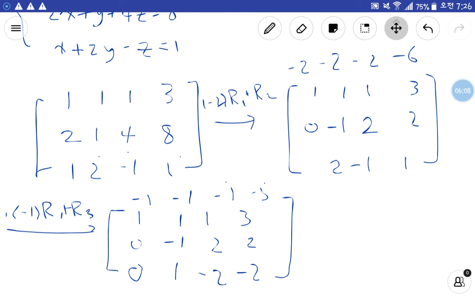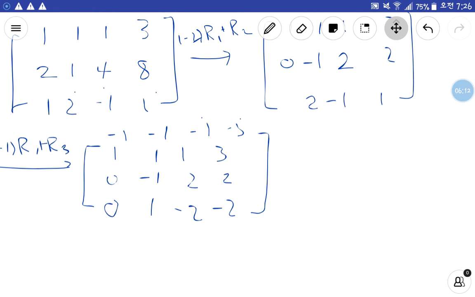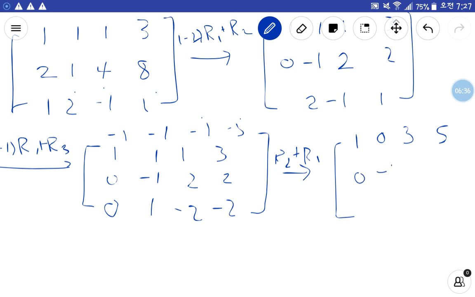Okay? And then, now I have my answer would be, if you add R2 plus R1, so that I'm going to cancel my 1 out, which becomes 1, 0, 3, 5. And then you have 1, negative 1, 2, 2, 0, 1, negative 2, and negative 2.